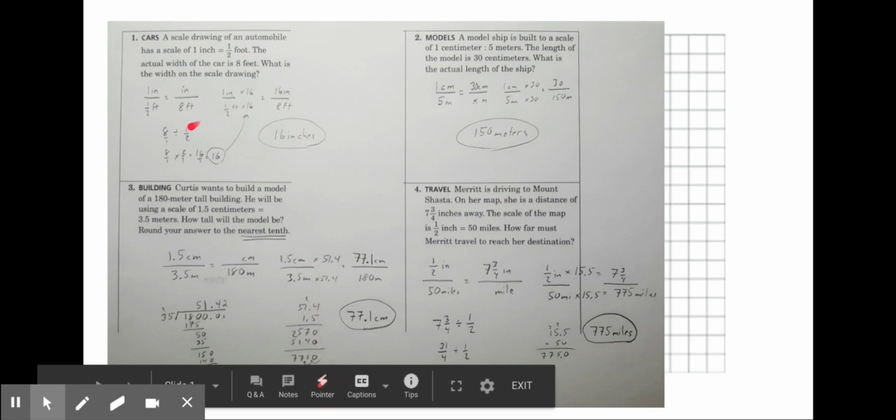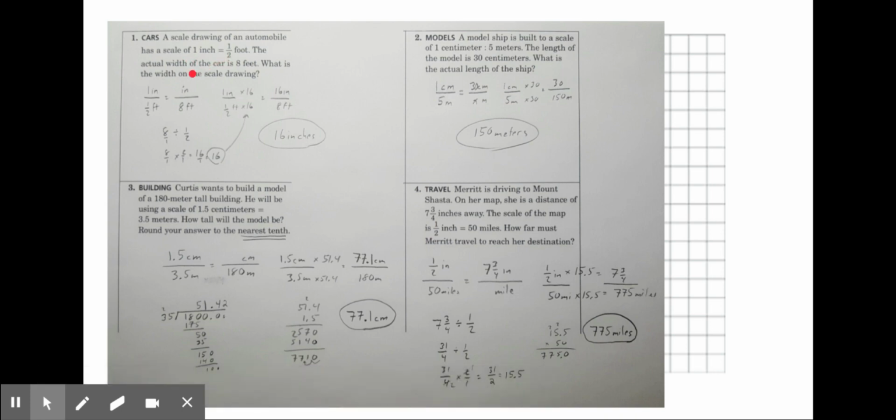All right, cool. So here I have my scale. Everything starts with a scale: 1 inch equals a half foot. 1 inch, half a foot. Ratio. I need to see what I got here. I know that a half foot is 8 feet, and we want to know how many inches that is.